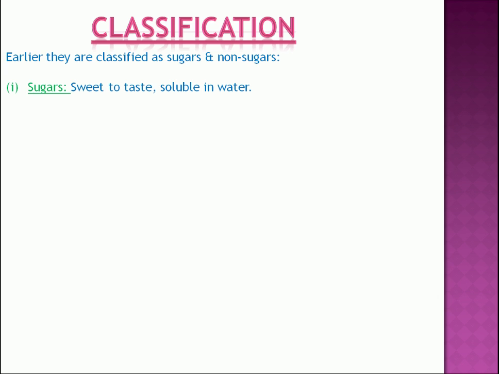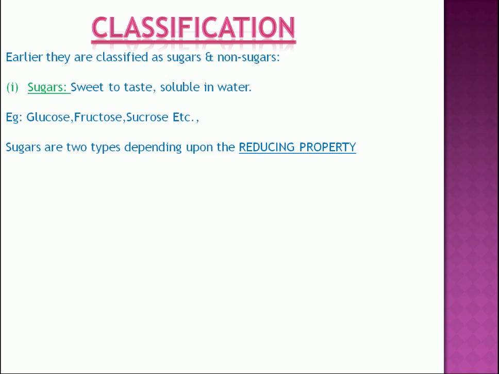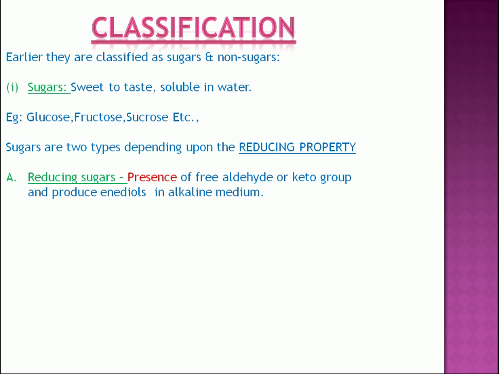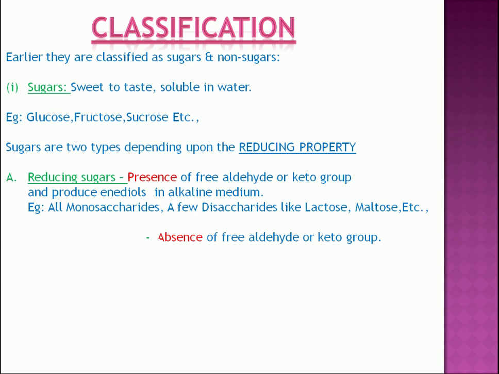Sugars are sweet to taste and soluble in water. Example: glucose, fructose, sucrose, etc. Sugars are of two types depending upon the reducing property. Reducing sugars: presence of a free aldehyde or keto group, and they produce enediols in alkaline medium. Example: all monosaccharides, a few disaccharides like lactose, maltose, etc. Non-reducing sugars: absence of a free aldehyde or keto group. Example: sucrose, trehalose.